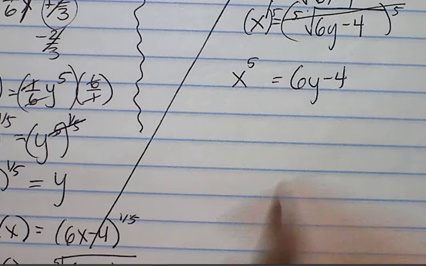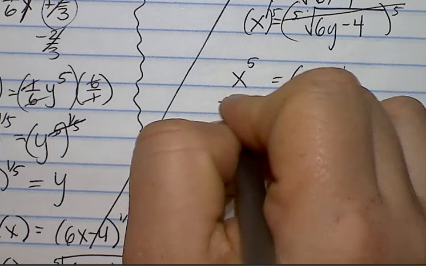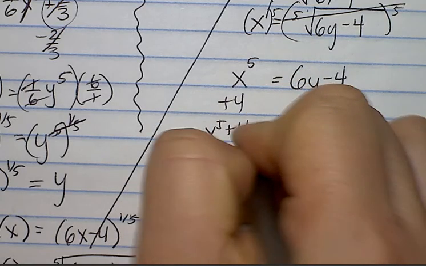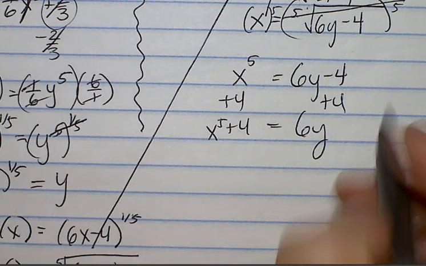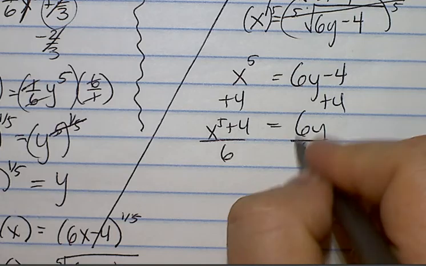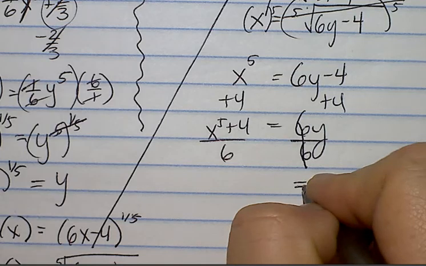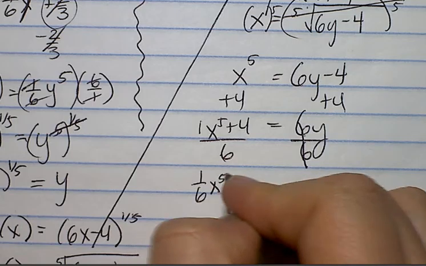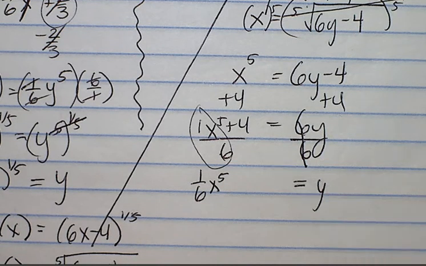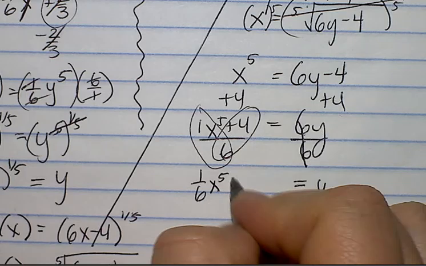Add 4 to both sides. Divide by 6. 1 divided by 6 cannot be reduced. 4 divided by 6 reduces to 2/3.